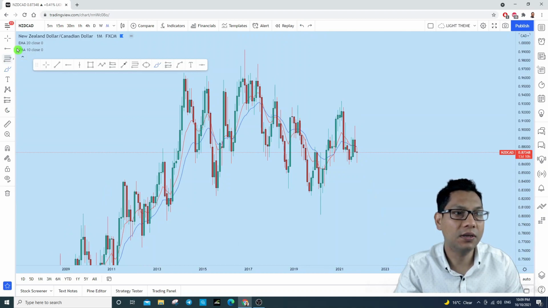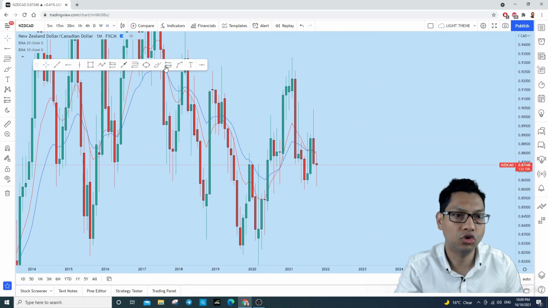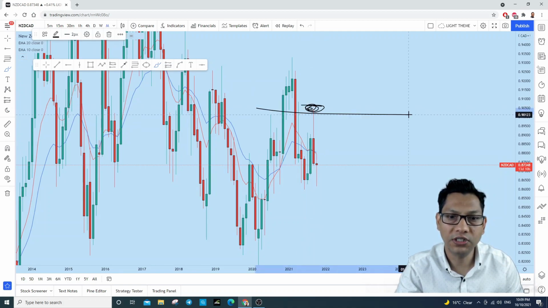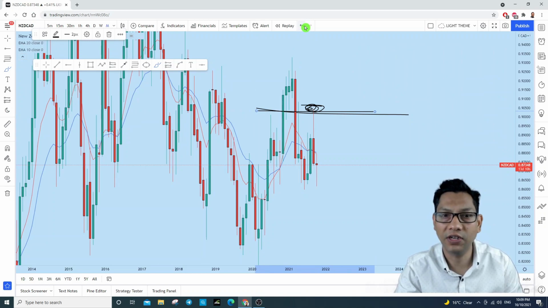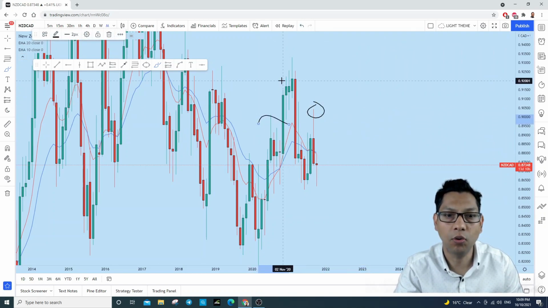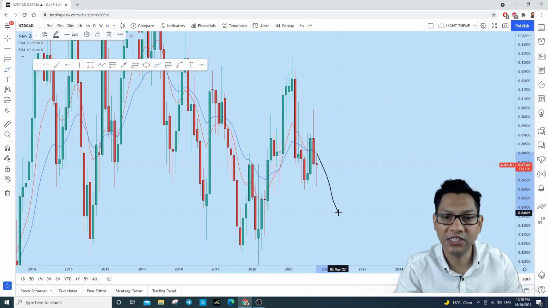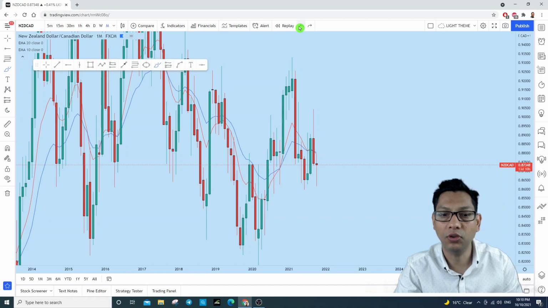Look at the past month's candle. What happened here? It's a strong bearish candle with a strong rejection from this very important level of resistance, because this candle has basically completed this head and shoulder pattern, and we can expect a massive drop from here with NZDCAD.